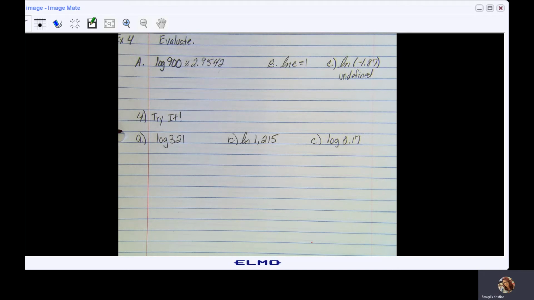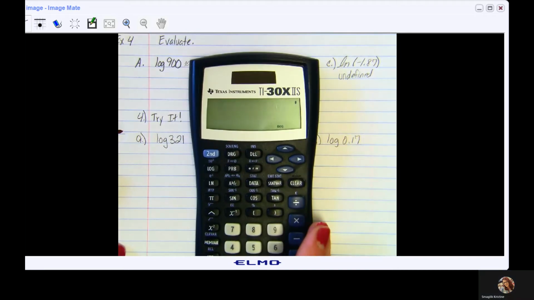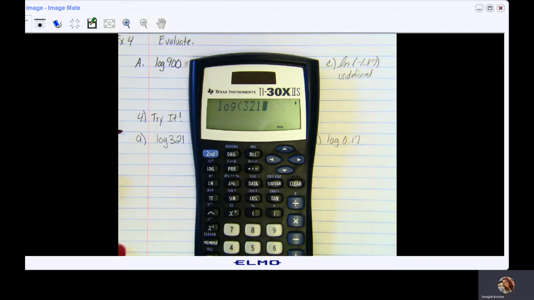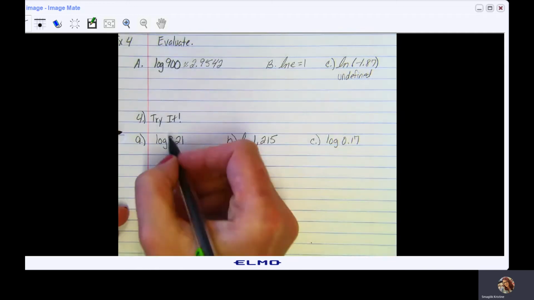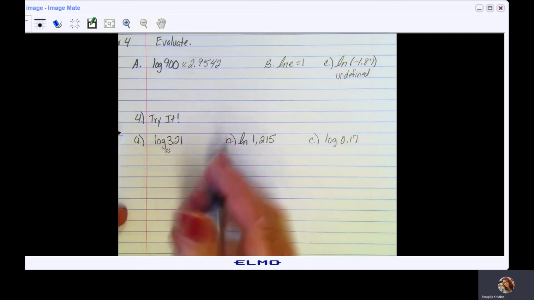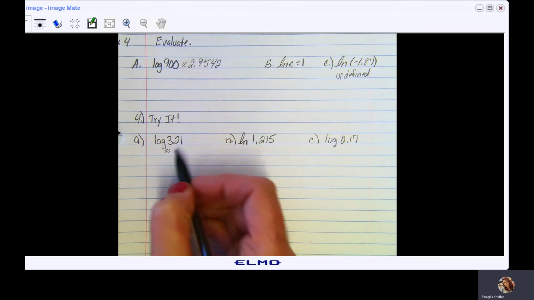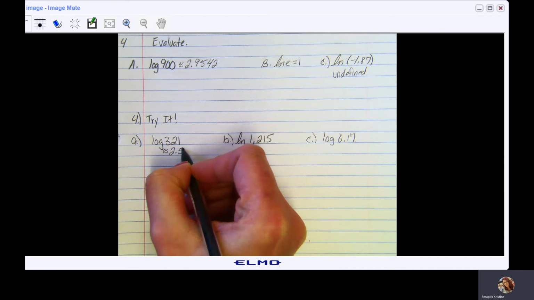So here we go. Log of 321. Just going to use the calculator. Log 321, close parenthesis, and I'm going to get 2.5065. So approximately, and again, I'm using the notation approximately because it's not equal to, because I'm rounding. So they are not entirely equivalent, they are approximate.